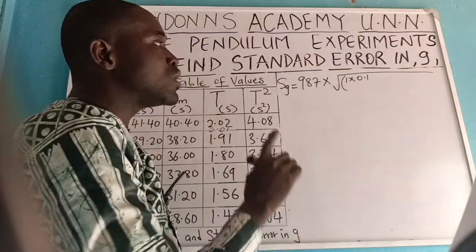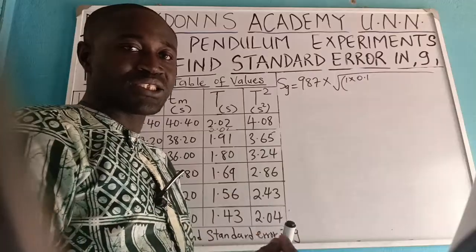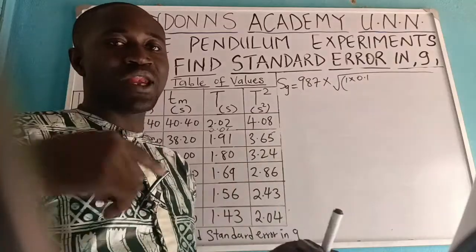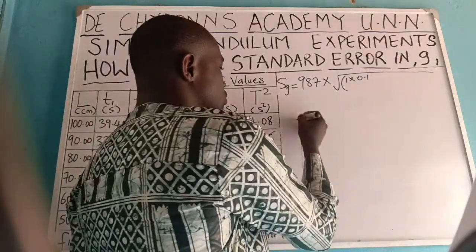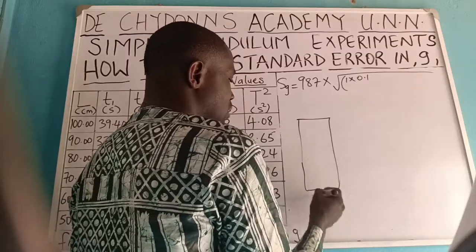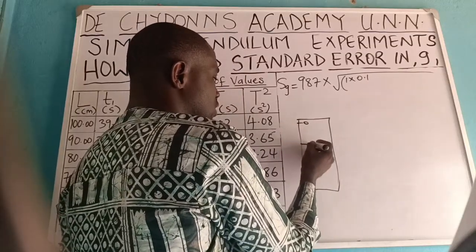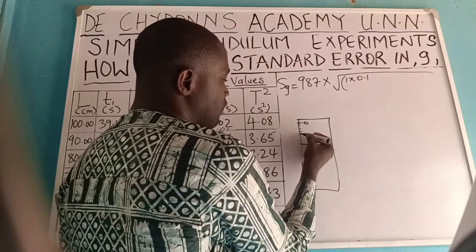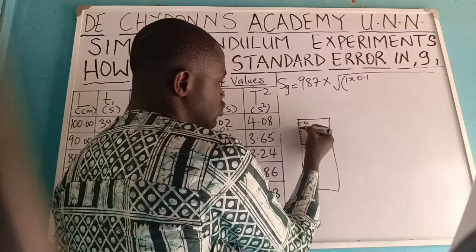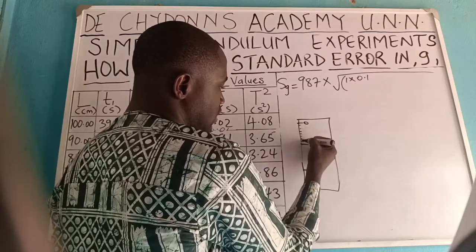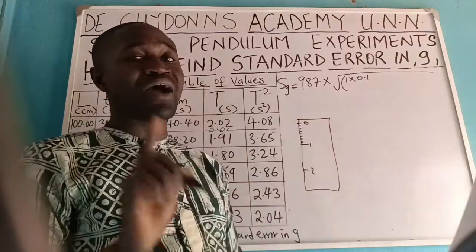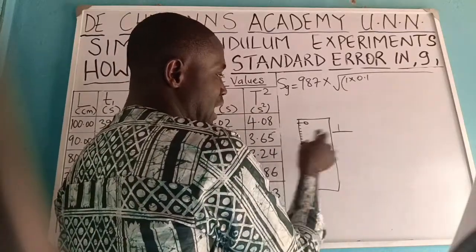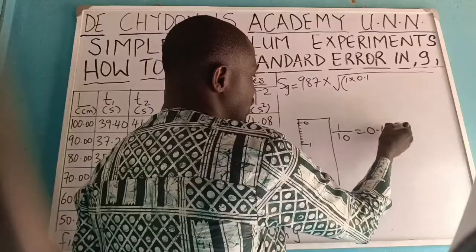And it's also the same thing as the reading accuracy of the ruler or whatever you use to measure your length. Take for instance, if this is your ruler and here is 0, here is 1, here is 2. You have a tiny line, about 10 of them: 1, 2, 3, 4, 5, 6, 7, 8, 9, 10. 1 minus 0, 1 all over how many tiny lines do we have? 10. That will give you 0.1 cm.